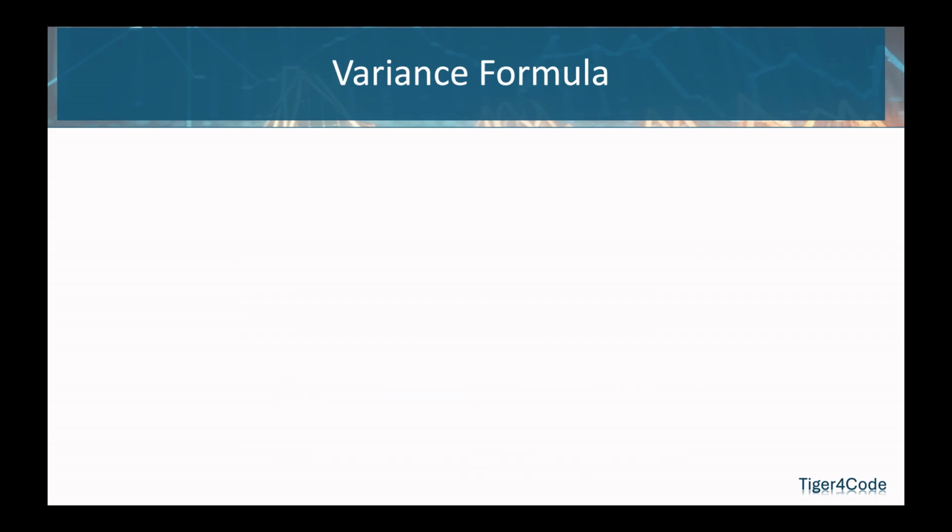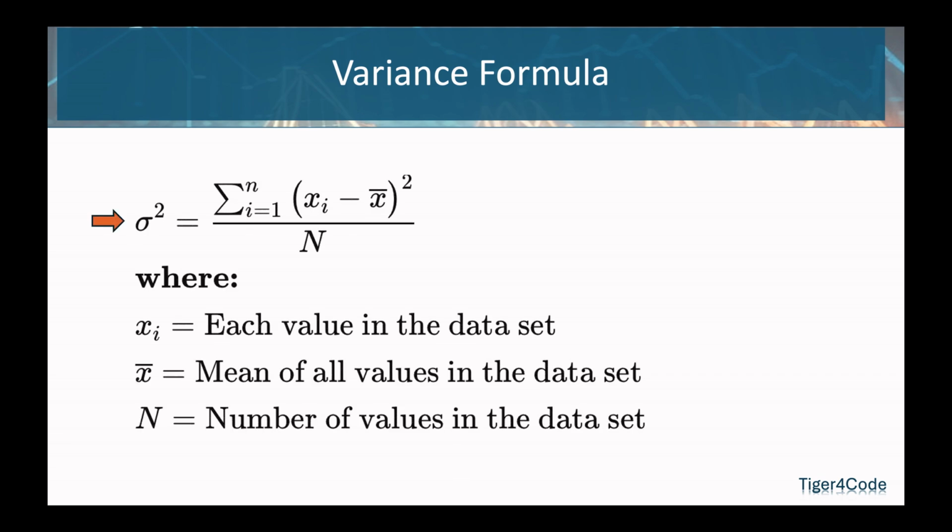Variance is often represented by the symbol sigma square. It is calculated by taking the differences between each number in the dataset and the mean, squaring the differences to make them positive, and then dividing the sum by the number of values in the dataset.